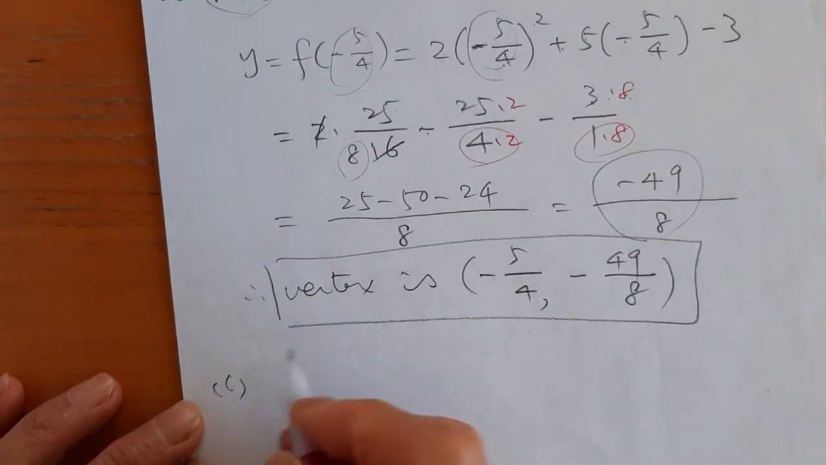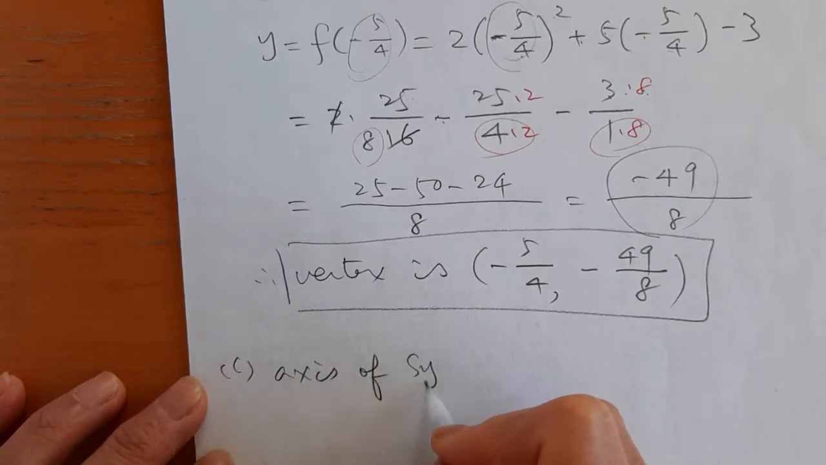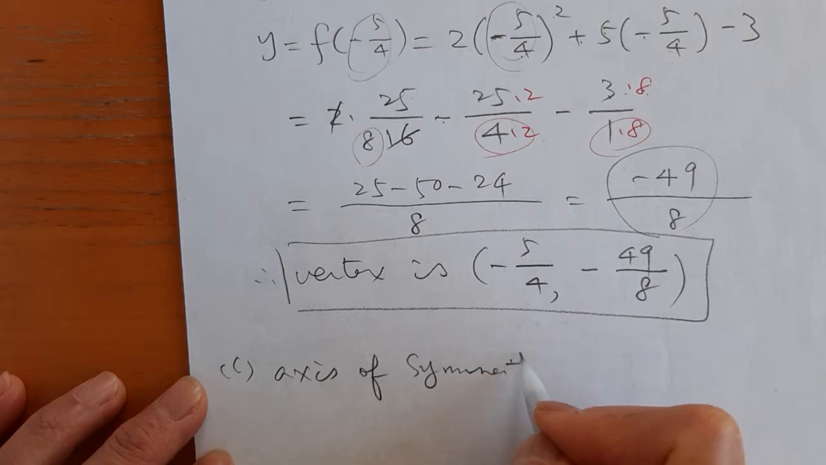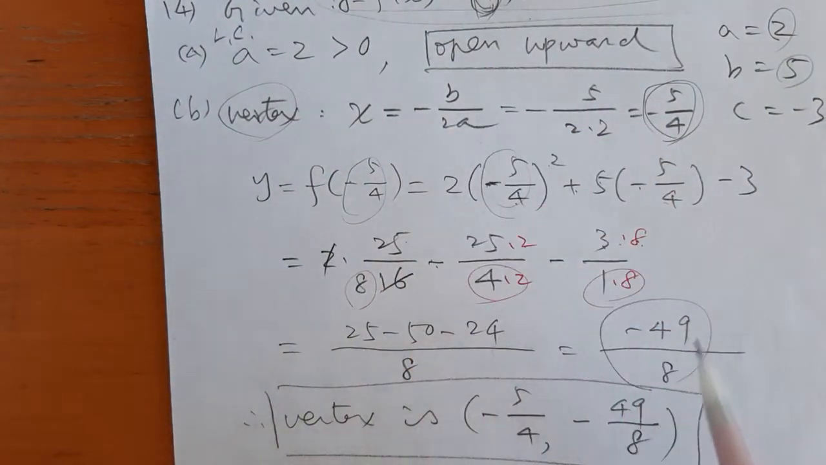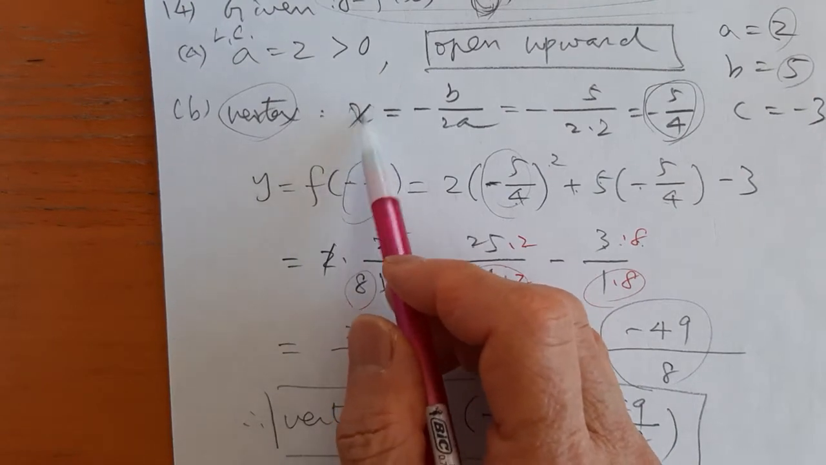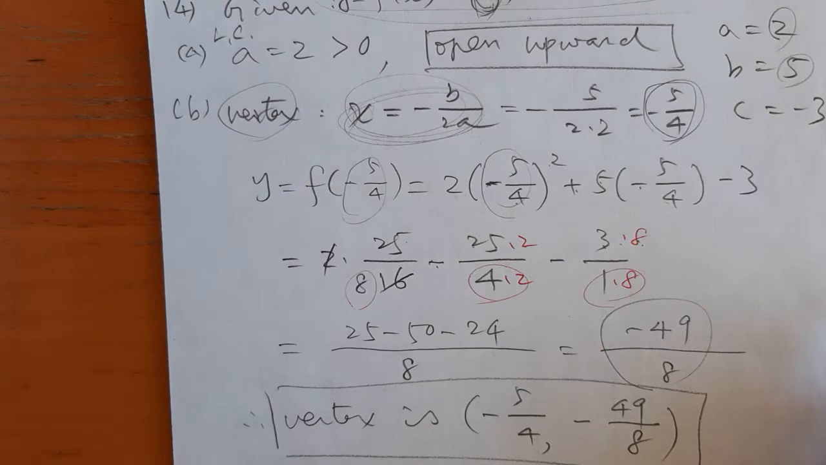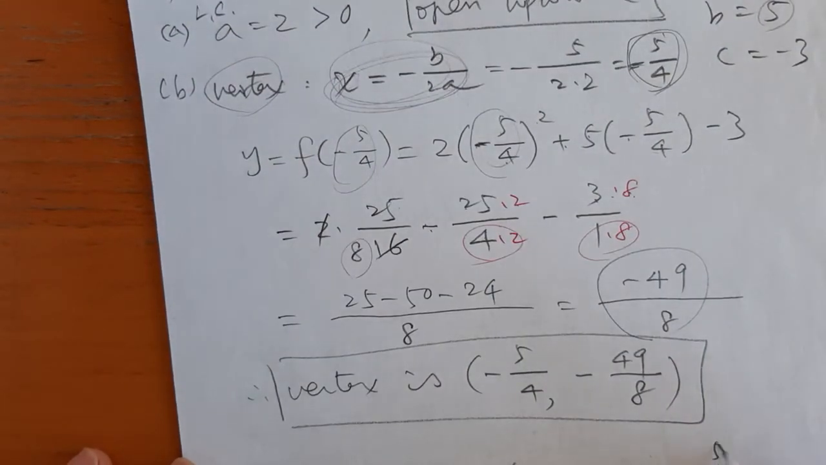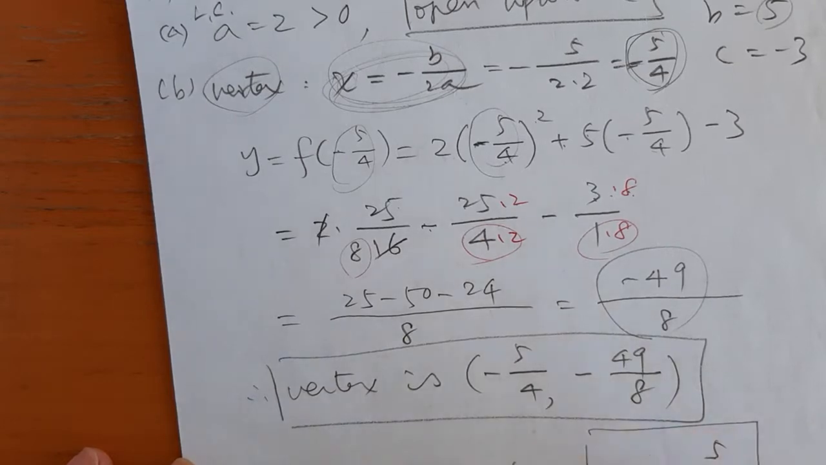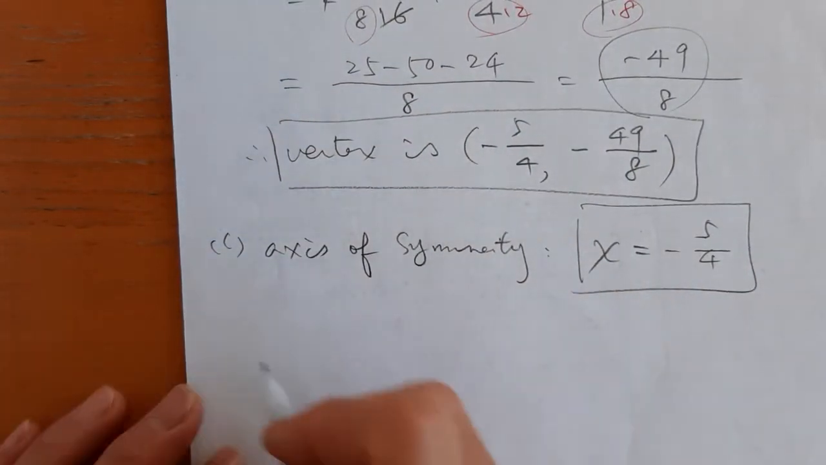Then C, the axis of symmetry. The axis of symmetry is a vertical line with the same formula as the x coordinate of the vertex, negative 5 over 4. It's a vertical line: x equals negative 5 over 4 is the axis of symmetry.